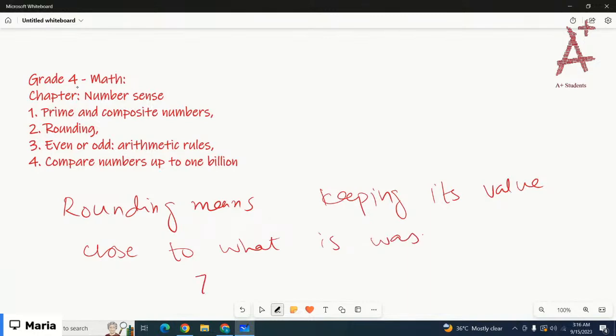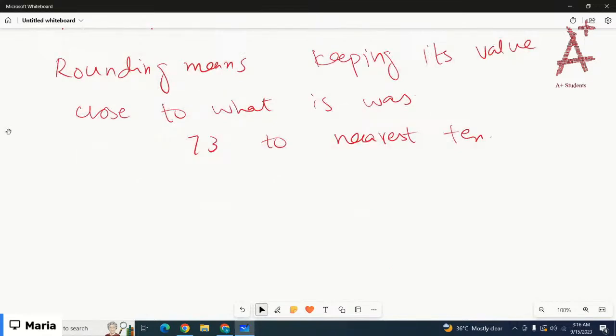For example, you have the number 73, right? Just listen to me carefully. You have to round to the nearest 10. Round 73 to the nearest 10, right? That means you have to round off to the tens digit. Which is the tens digit in 73? 3 is the digit at the ones position and 7 is the tens digit, right? 73 is between two tens, 70 and 80, right?